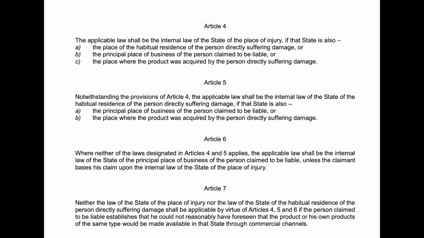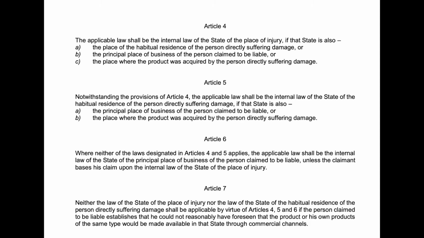When there is this coincidence between the place of injury and the habitual residence of the person suffering damage, the principal place of business of the person claimed to be liable, or the place where the product was acquired, we are going to apply the law of the state of the place of injury. This is the second possibility in the Hague Convention of 1973.